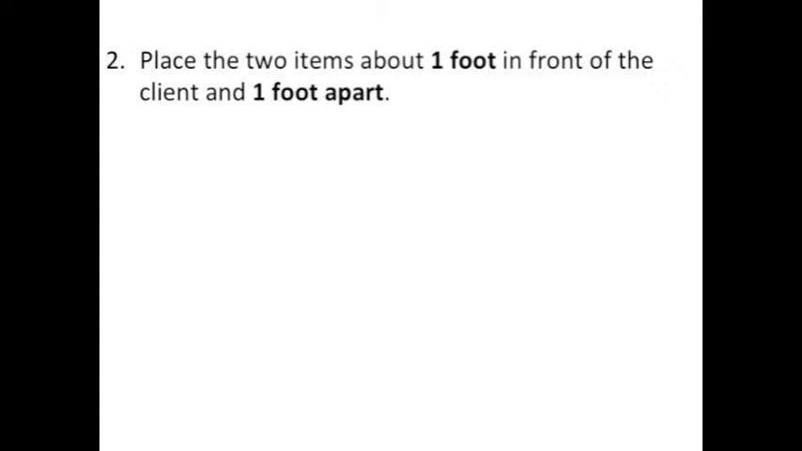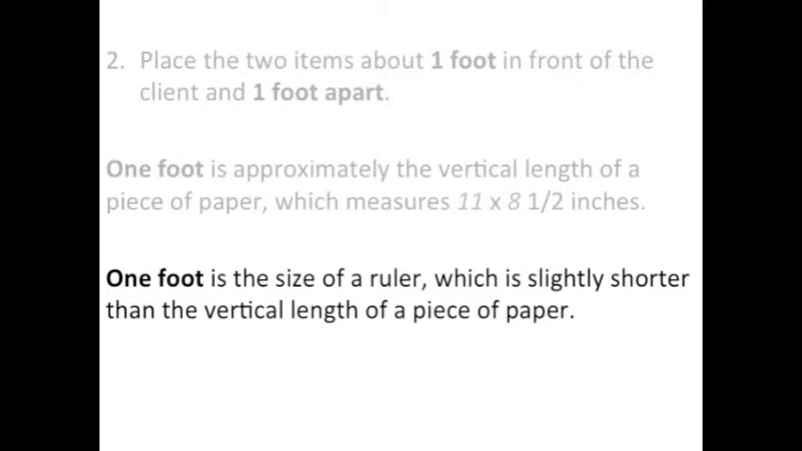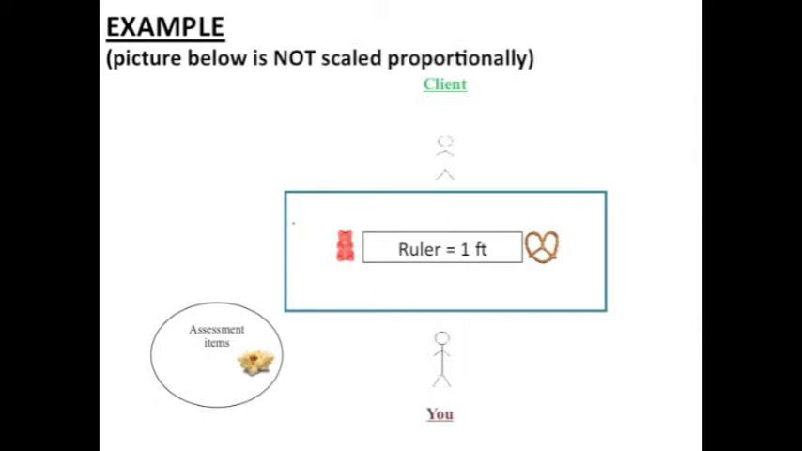Place 2 items about 1 foot in front of the client and 1 foot apart from each other. This is approximately the vertical length of a piece of paper, which measures 11 by 8.5 inches, or the size of a ruler, which is slightly shorter than the vertical length of a piece of paper. The picture below is not scaled proportionally. Notice how the stimuli is in between you and the client, in the middle of the table.